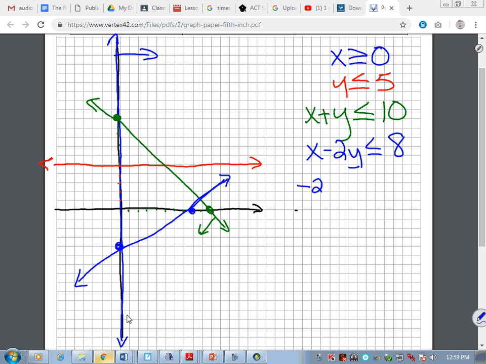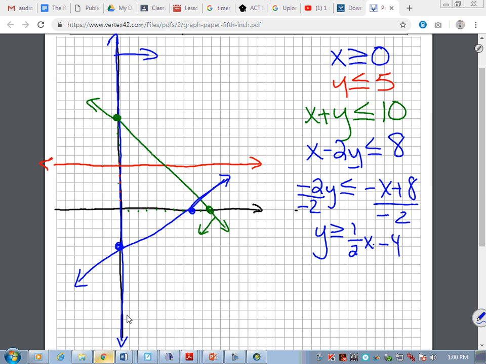This would be negative 2y is less than or equal to negative x plus 8. And then we would do what? We'd divide by negative 2. Right? Is that going to do anything to our inequality? I'm dividing by a negative, so it's going to do what? Change the sign. So y is going to be greater than or equal to 1/2 x minus 4.